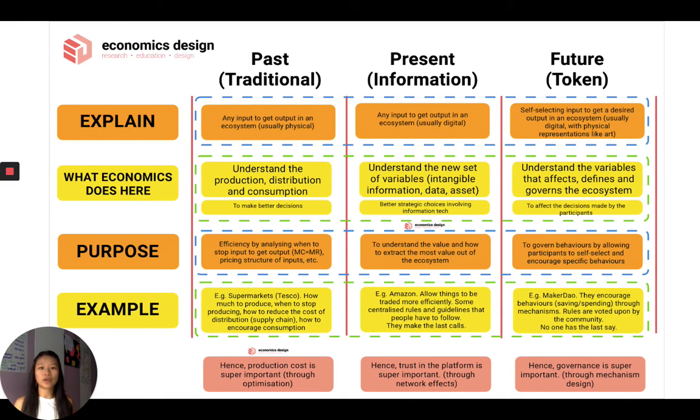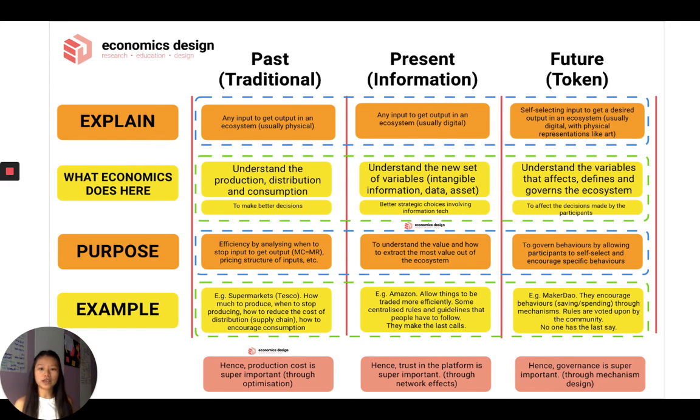So for example, let's talk about the examples here. With traditional economics, for example, we have Tesco, the supermarket. Tesco needs to know how much to produce, when to stop producing, how to reduce the cost of distribution through efficiency in the supply chain or buying upstream or downstream, and how to encourage consumption. It's all part of consumption, production, and distribution.